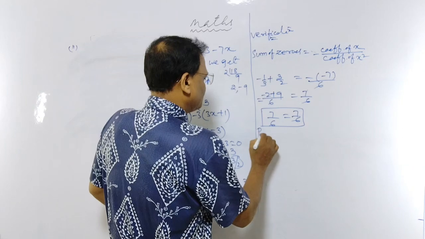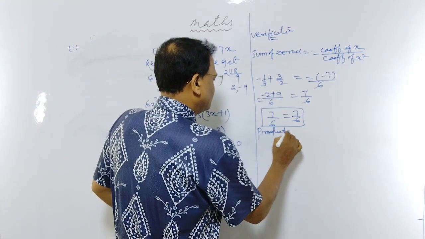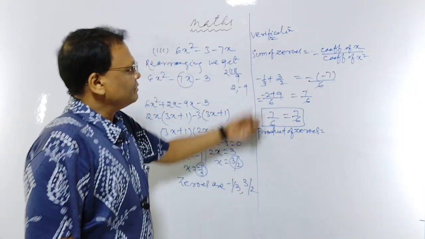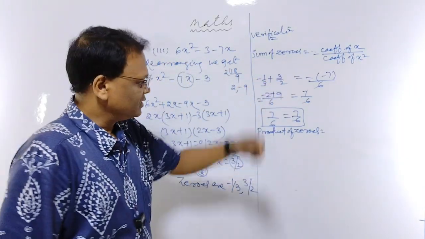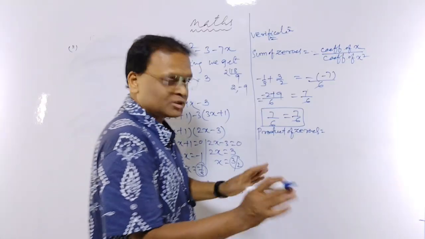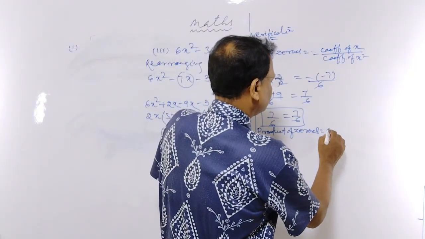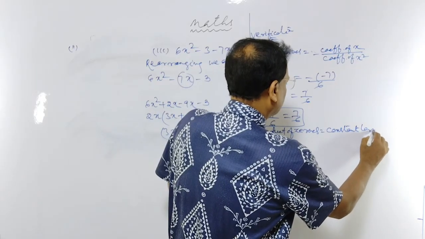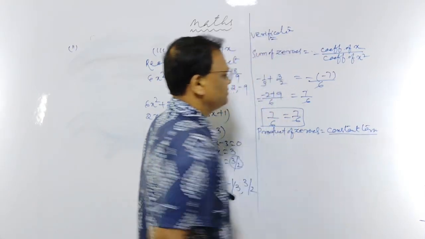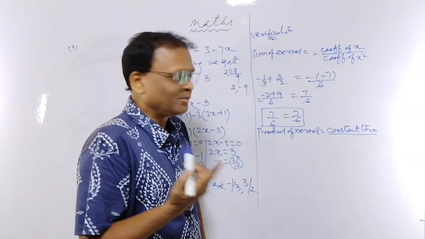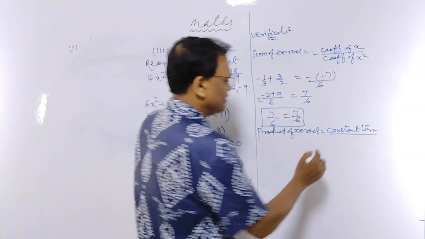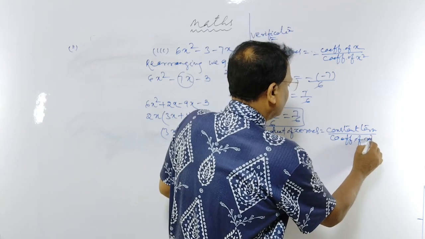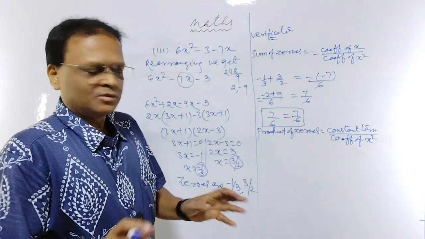The second one is in terms of product. I have to find the product of zeros. In terms of sum, over. In terms of product, the product of the zeros is equal to, I must write the formula first, that is the constant term divided by the coefficient of x square.